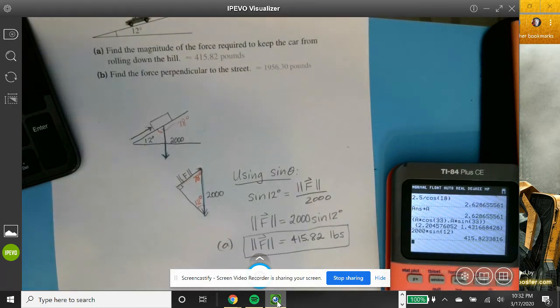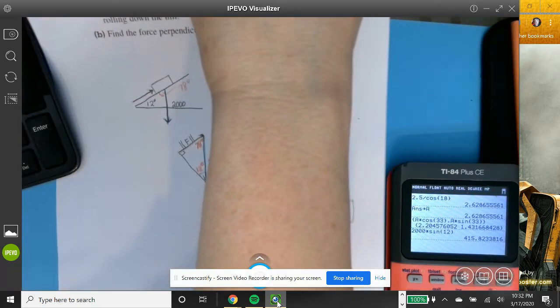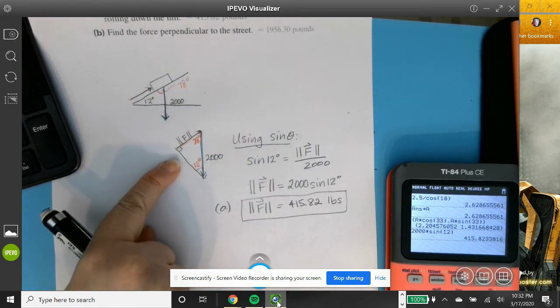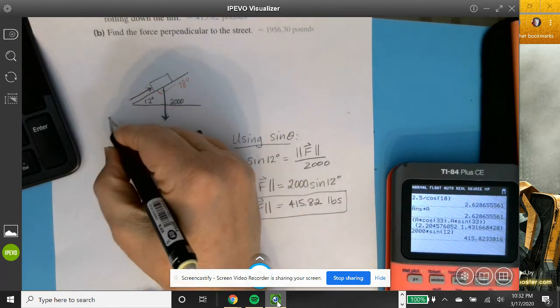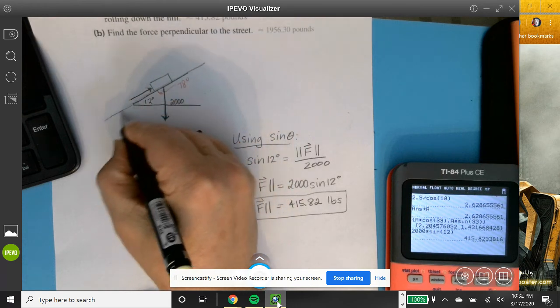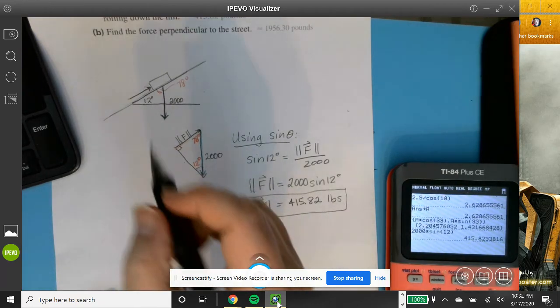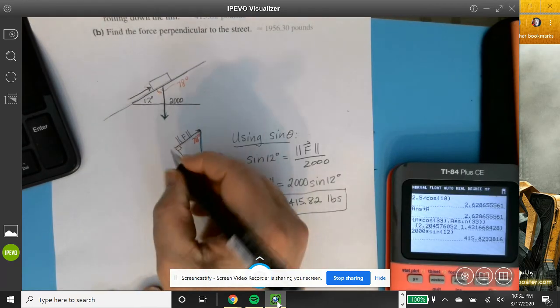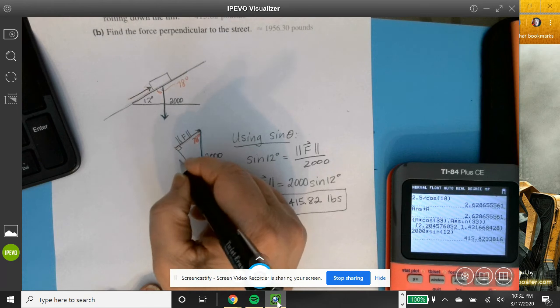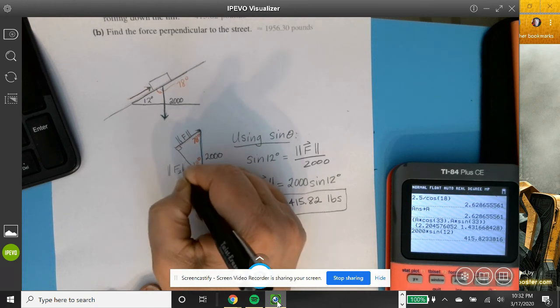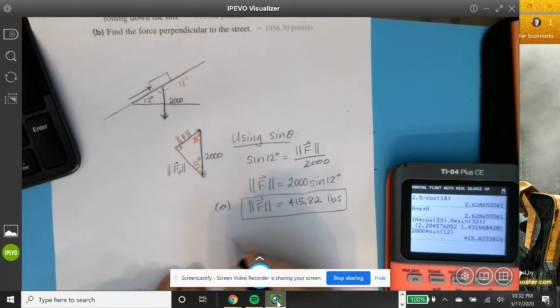Part B says, find the force perpendicular to the street. So now I've got to find this one. Oh, wait. Yeah, because this is the street. The street's at a heck of an incline, isn't it? That's like driving straight uphill. I mean, like really driving uphill. Okay, so I need to know what the magnitude of this one is. So I'm just going to call this force 2, so if that's all right with you guys. You don't have a choice. You can't talk to me. I'm really sorry about that.